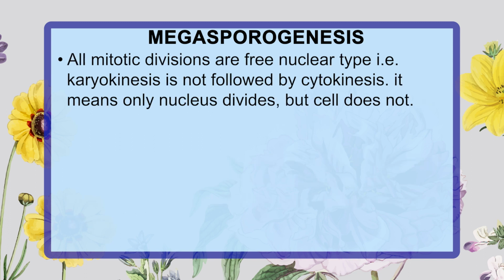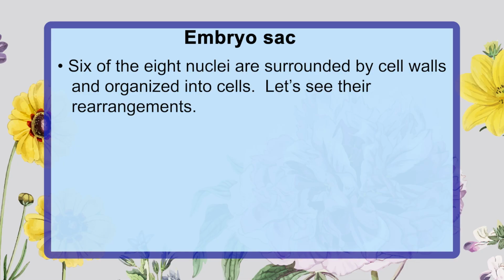All mitotic divisions are free nuclear type, that is, karyokinesis is not followed by cytokinesis. It means only nucleus divides but cell does not. But as the embryo sac grows, 6 of the 8 nuclei get surrounded by cell walls and organized into cells. Let's see their rearrangements.